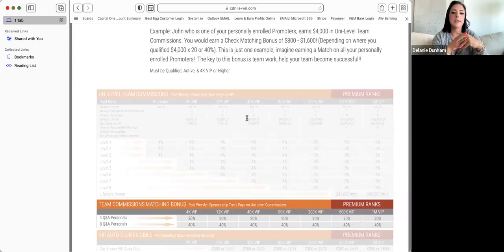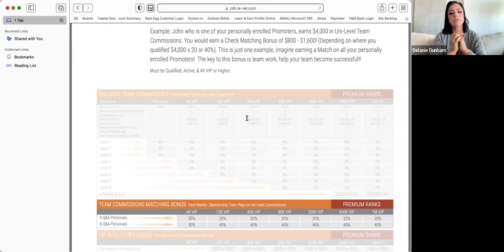Okay. And then if you want to earn 40%, you need to have at least 8 qualified and active personally enrolled promoters. So as you can see, let's say it was $4,000. Let's say Amanda did $4,000 in commission off of her uni level that week. If I'm making anywhere from $800 to $1,600 off of that, depending on where I'm at, I'm either getting 20% of it or I'm getting 40% of it.